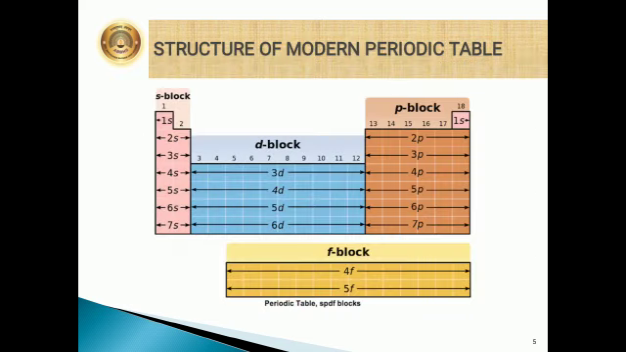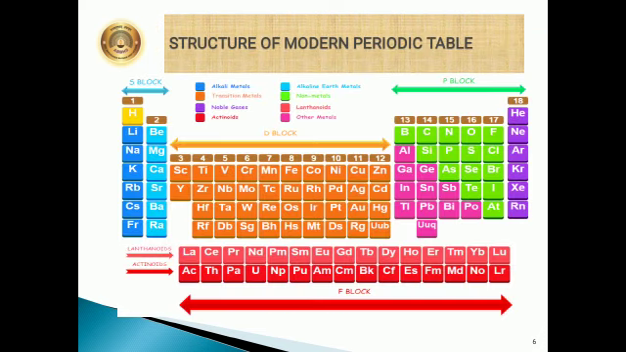Here we can see that the entire periodic table is divided into 4 blocks. S block, group 1 and 2; P block, group 13 to 18; D block, group 3 to 12; and F block, lanthanide and actinide series at the bottom. In this colorful periodic table, you can observe S block 1 and 2, P block 13 to 18, D block 3 to 12, F block at the bottom. The D block elements are called the transition elements.